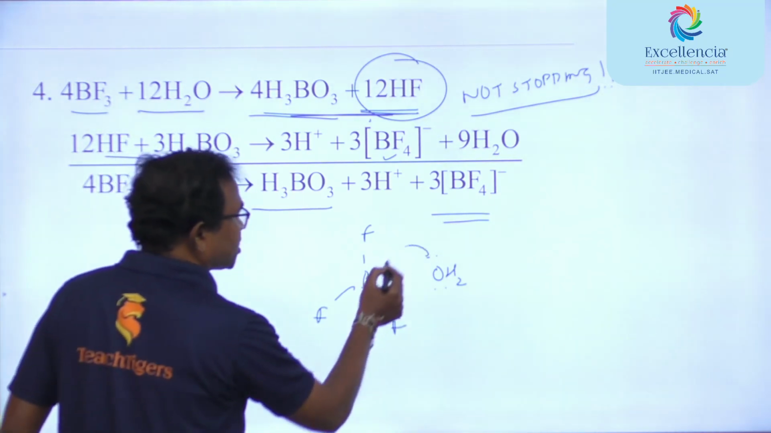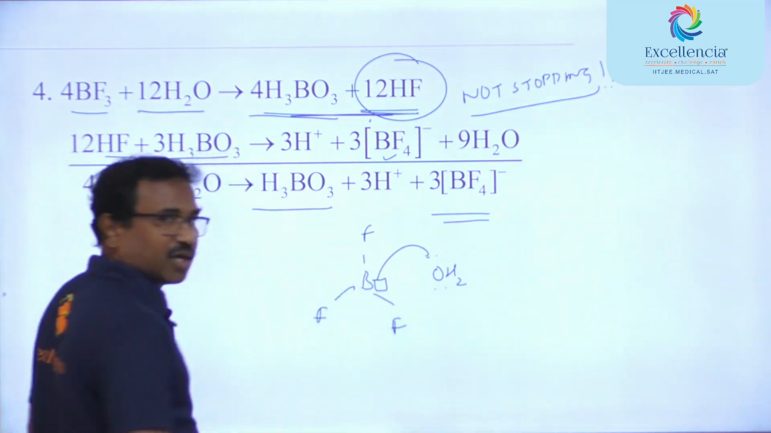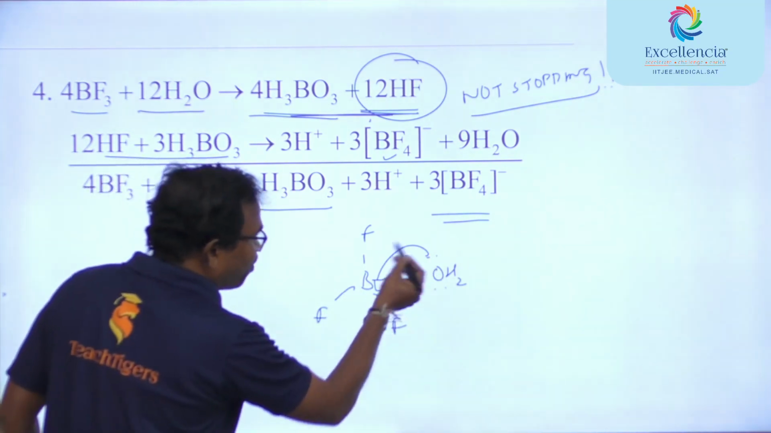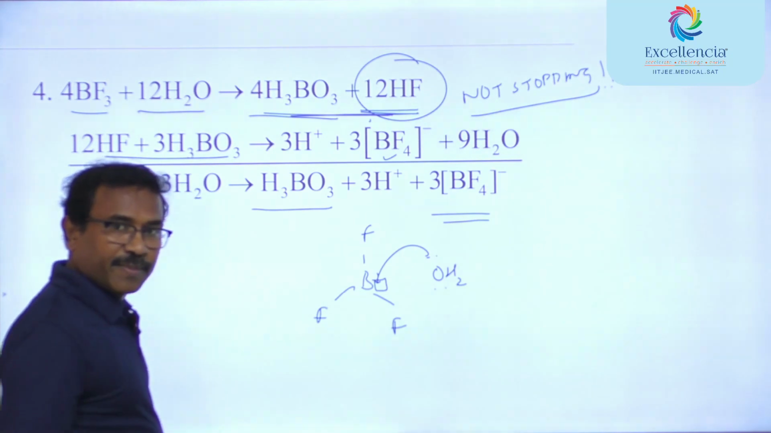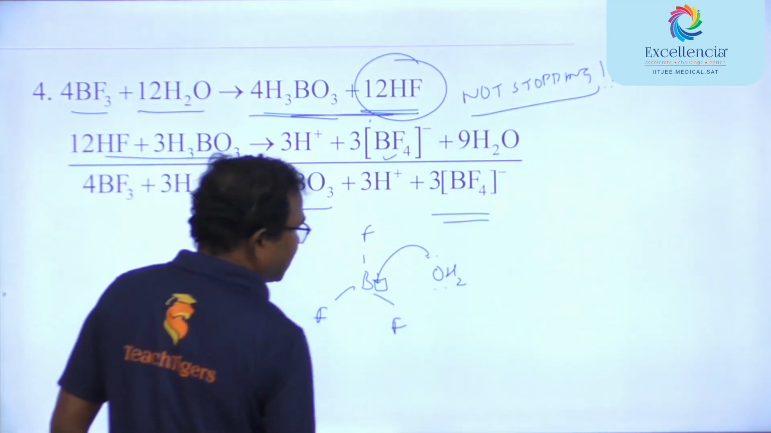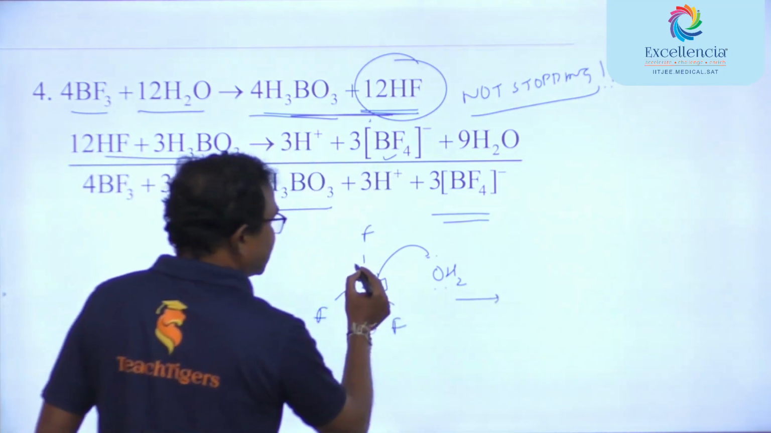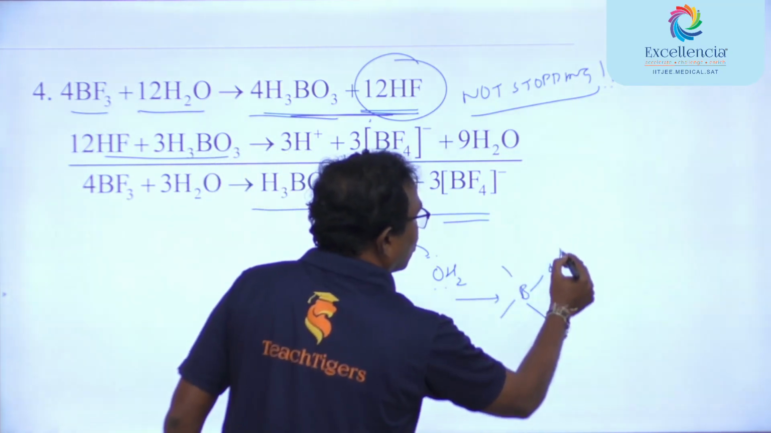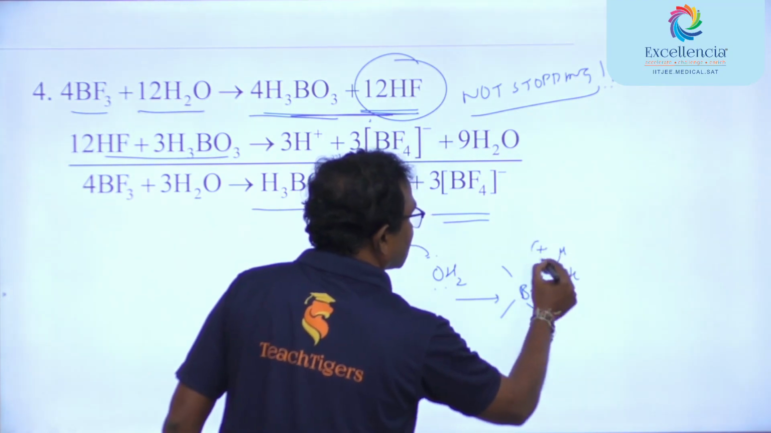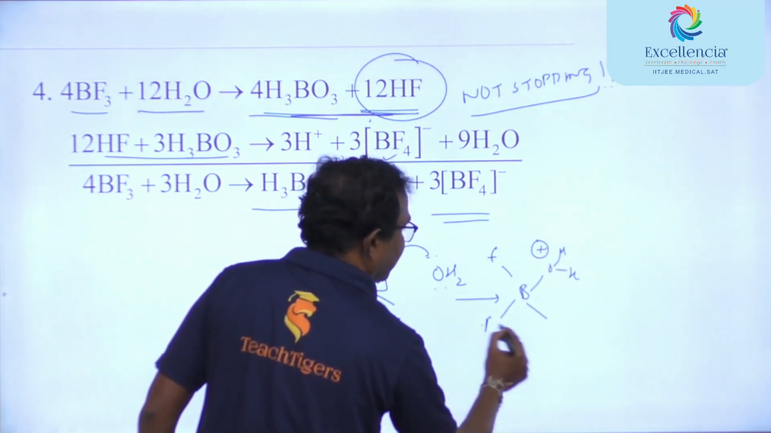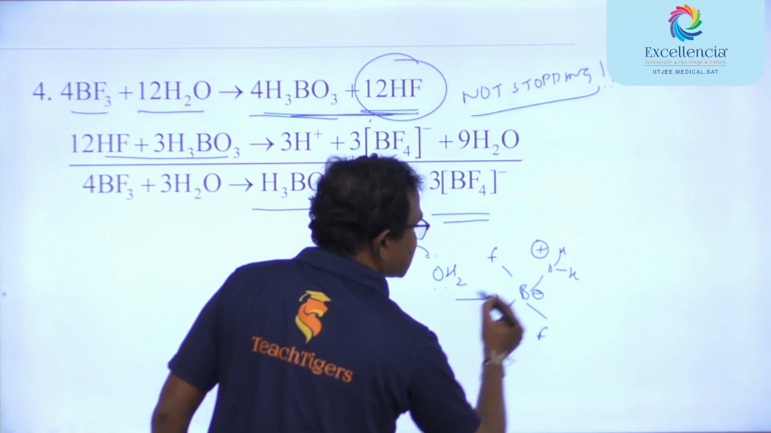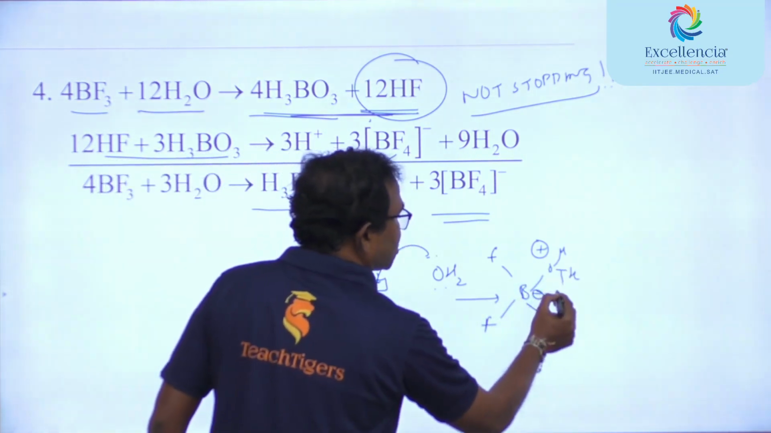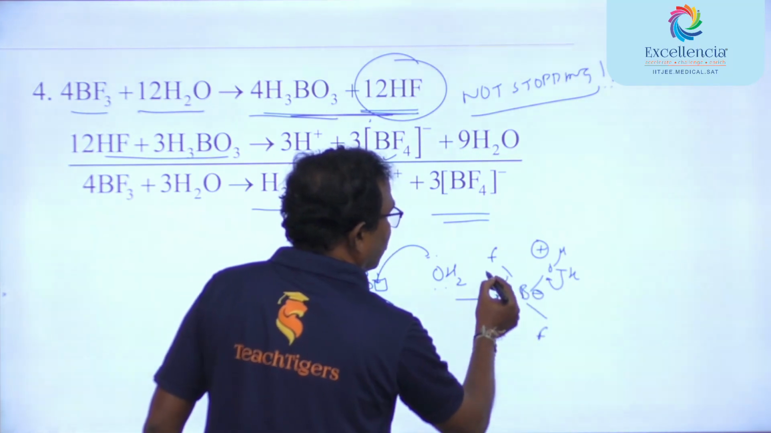BF3 on hydrolysis, we have learned this earlier also. Boron is electron deficient, it has a vacant orbital, and therefore the lone pair of water will coordinate with this boron. Ultimately we get F, F, F, BF3 with OH2, and this carries a minus charge. Subsequently, the proton is lost and one fluoride is lost.